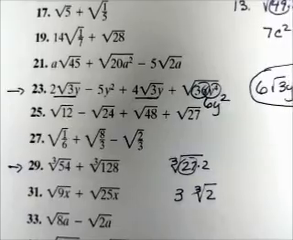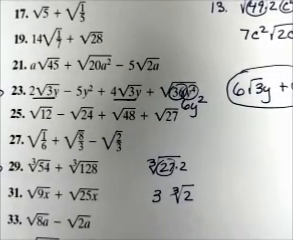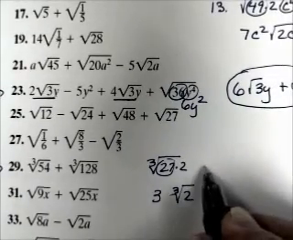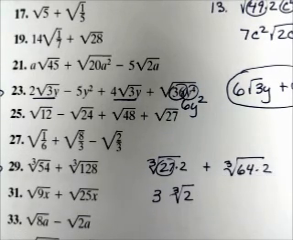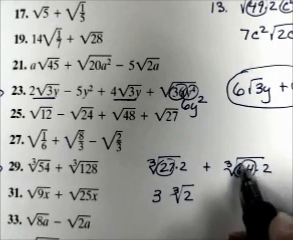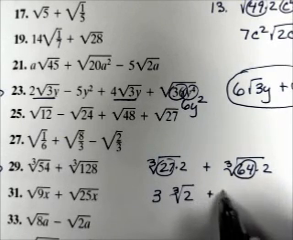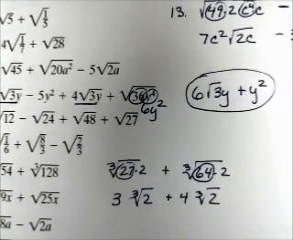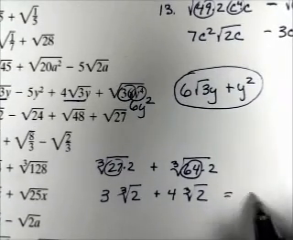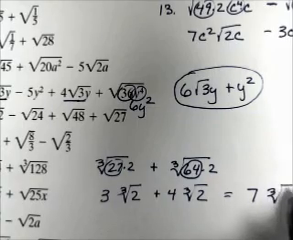And the cube root of 128, 64 times 2 is 128. And the cube root of 64 is 4. So we have 3 cube root of 2 plus 4 cube root of 2 is equal to 7 cube root of 2.